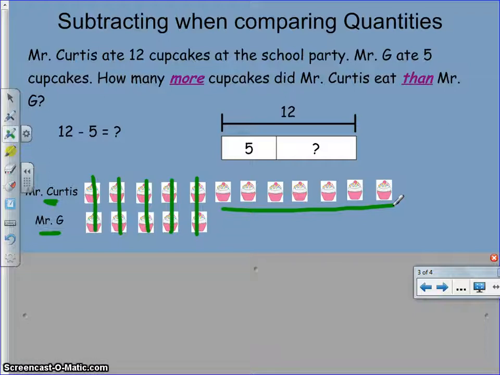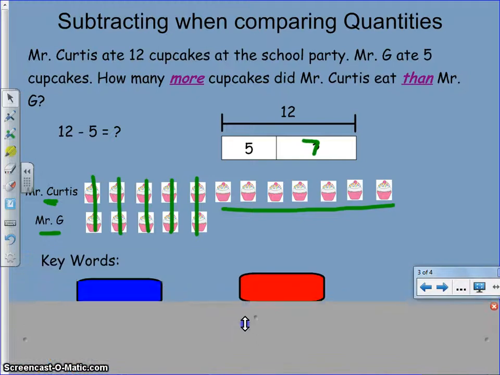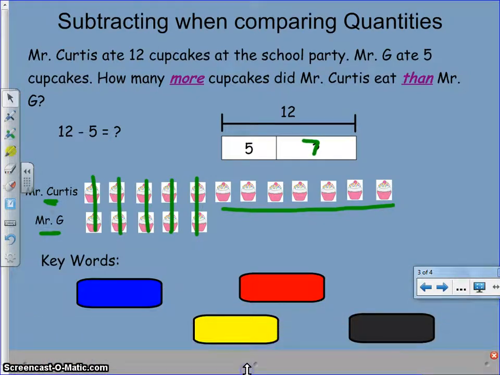And that's 1, 2, 3, 4, 5, 6, 7. So in this question mark here, I would put a 7. So Mr. Curtis ate 7 more cupcakes than Mr. G. The number 12 is 7 bigger than the number 5. I'm comparing quantities. And again, here are some key words to look for when comparing quantities. If you see these words, you know you should be subtracting and not adding and not dividing and not multiplying.